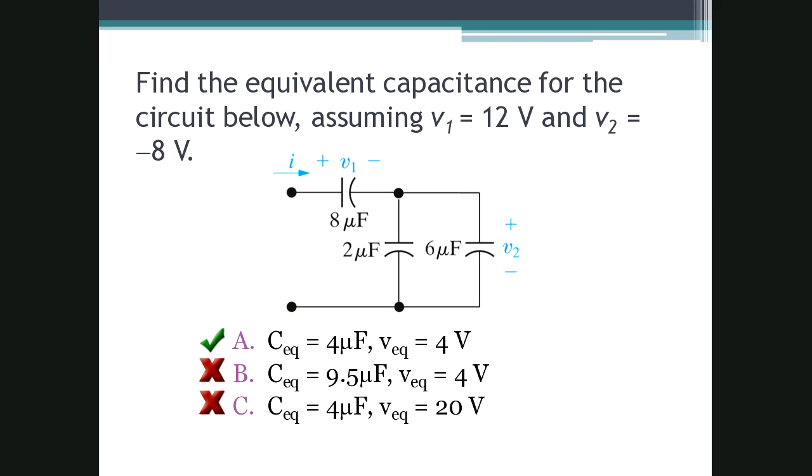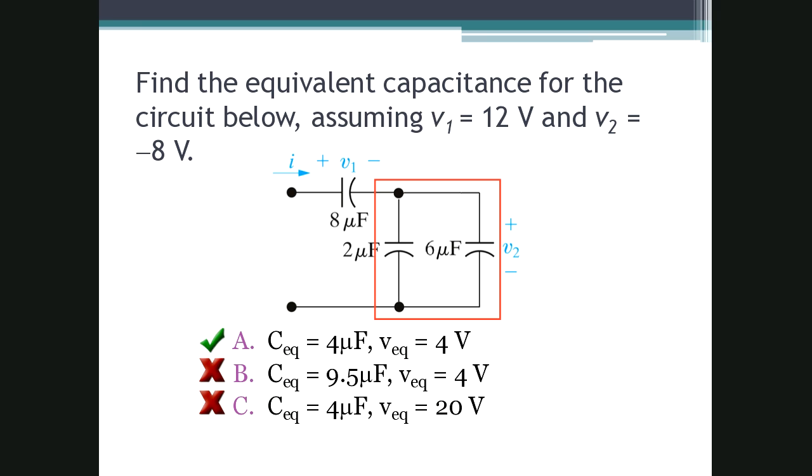Now let's apply this to a very simple problem. And this is something that you will get on your exam. So find the equivalent capacitance for the circuit below, assuming V1 is 12 volts and V2 is minus 8 volts. So they're actually asking for the equivalent capacitance and voltage. So we can do this pretty easy. Let's take a look at this series parallel network, and let's look at these 2 capacitors right now that are in parallel. It's the easiest one to do. You've got 2 capacitors, 6 microfarads and 2 microfarads.